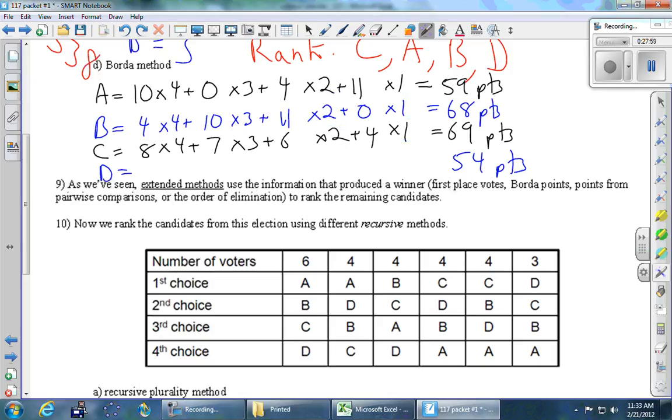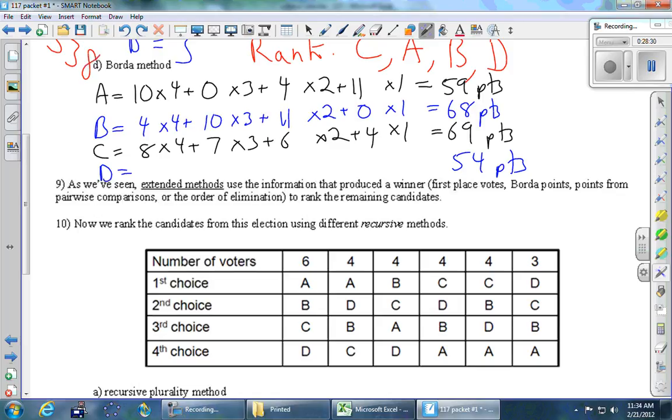But take a look at this. How much is 10 plus 0 plus 4 plus 11? That's 25. Of course it's 25, because that's how many first place votes A had, second place votes, third place votes, and last place votes. It must be 25. So you might be able to catch a mistake someplace if you just double check that the numbers in front of the 4, 3, 2, 1 add up to 25, every row.